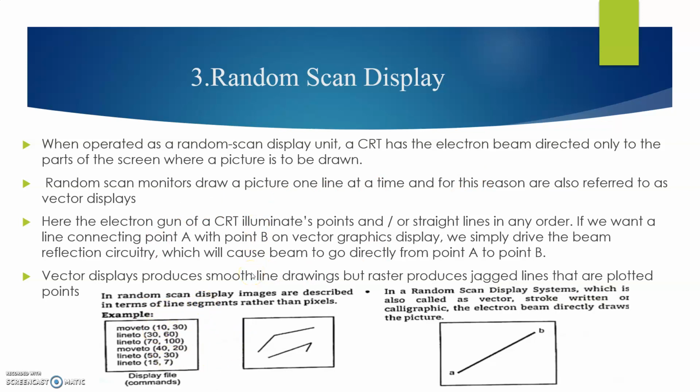In random scan display system, which is also called vector scan, stroke scan, or calligraphic, the electron beam directly draws the picture. You can see that if you want to draw the line AB, then it is drawn directly.